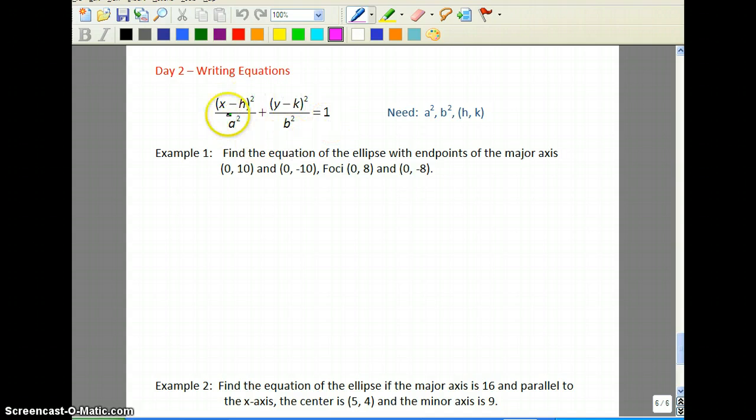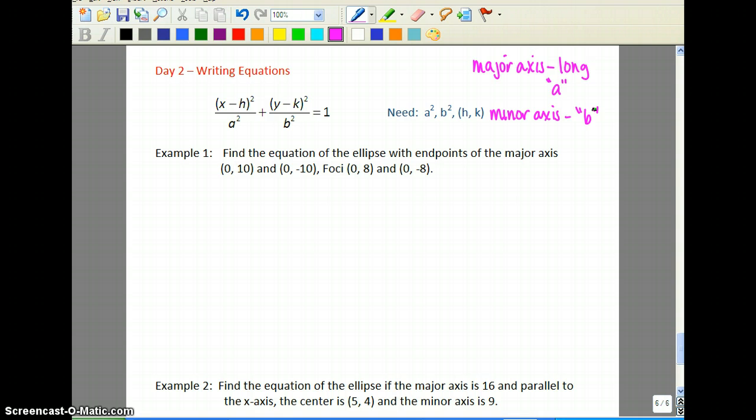To fill in these equations, we need to know what a squared is, what b squared is, and what the center is to get h, k. So you need all of those things. Information that you would need to remember is a is coming from the major axis. So our major axis, which is our long one, is going to get us our a. Our minor axis, or the short one, would get us b.